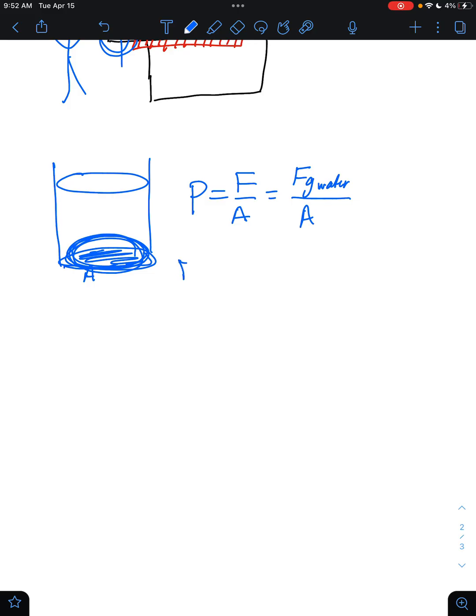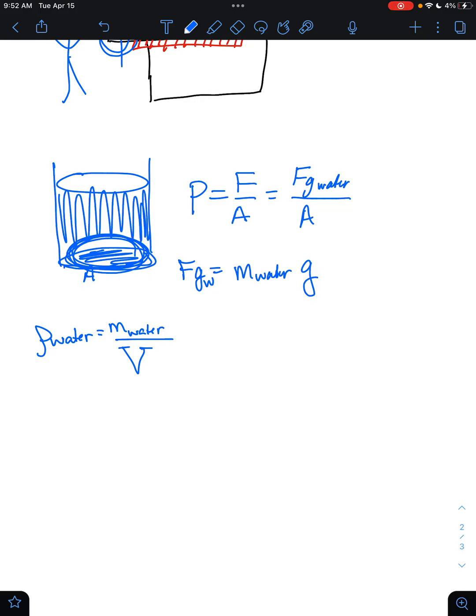To solve for force of gravity, we could say that the force of gravity of the water is equal to the mass of the water times g. But we don't always deal with mass of water. Oftentimes we like to deal with density. And so instead of the mass of the water, we could say, well, we know that the density of the water is equal to the mass of the water over the volume of the water that's inside of here. So the total volume inside of here.